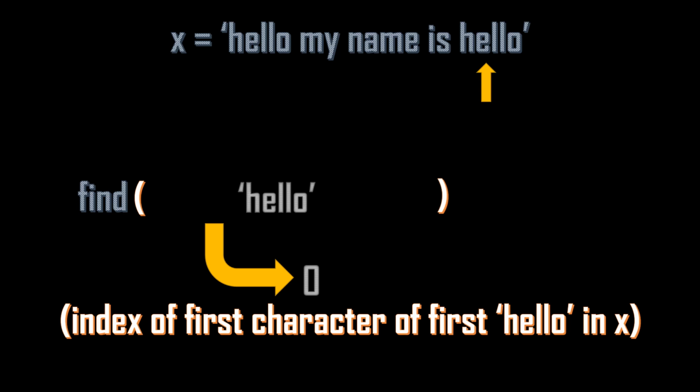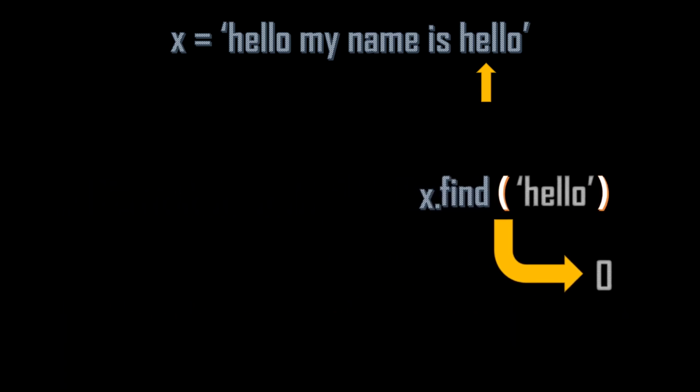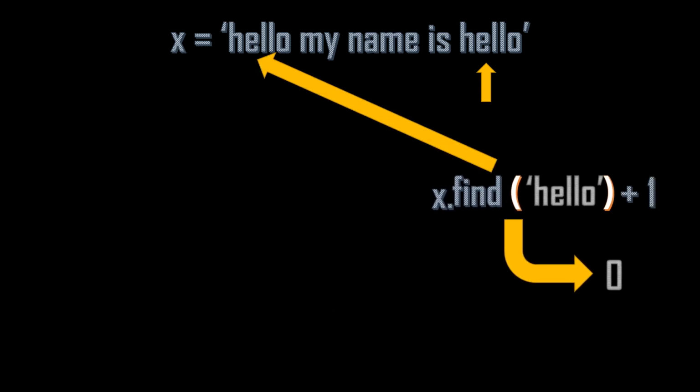I wrote this because I needed to tell you that whenever the find function finds something or finds a string, it basically returns us the index of the first character of the string that it was finding. Cool. Now yes, of course, you needed to add an x dot to specify that you were finding inside the string x. Now if you take this x.find and add 1 to it, you're basically pointing on to an index which is ahead of the position of hello.